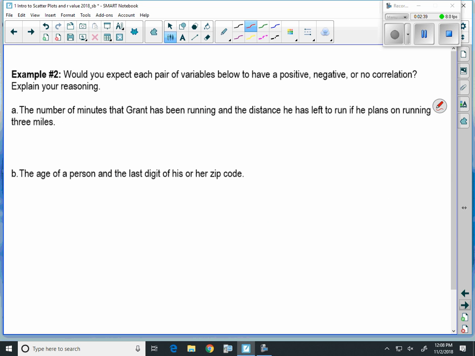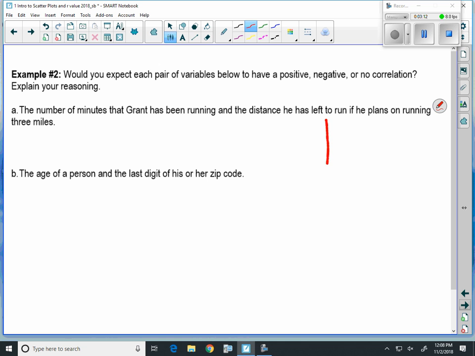All right. Would you expect each pair of variables below to have a positive, negative, or no correlation? The number of minutes that Grant has been running and the distance he has left to run. He plans on running 3 miles. Let's do it again. The number of minutes that he has been running, and the distance he has left to run.